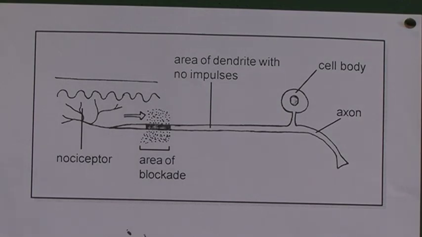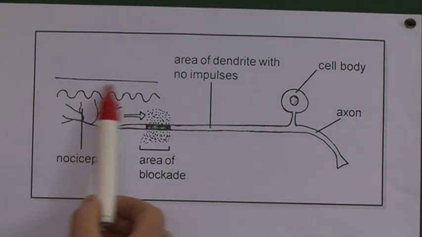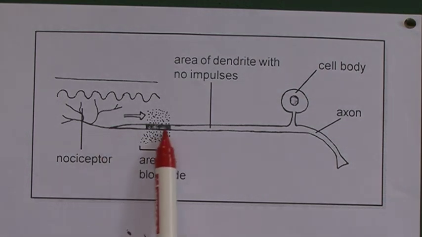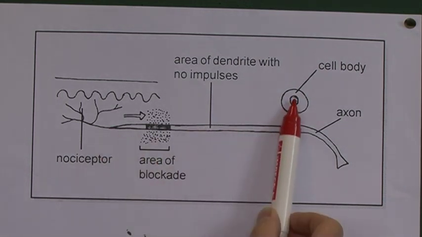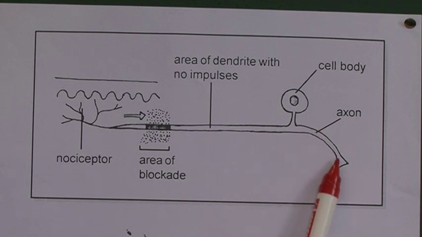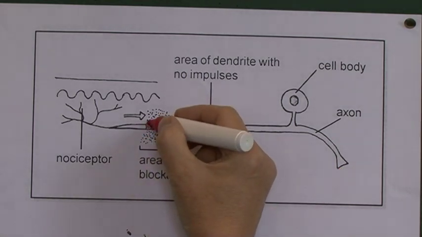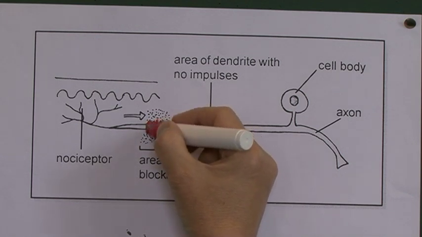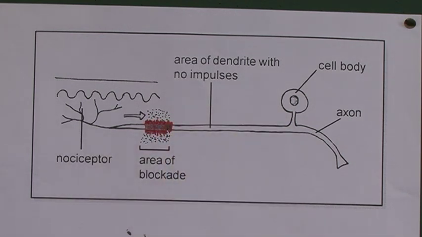This diagram is illustrating the action of local anesthetics. So here we have the skin, the nociceptors, the dendrite of the sensory neuron, the cell body, the axon of the sensory neuron, which of course goes into the spinal cord. And here we see this area is blocked by the action of lignocaine, blocking the sodium channels.